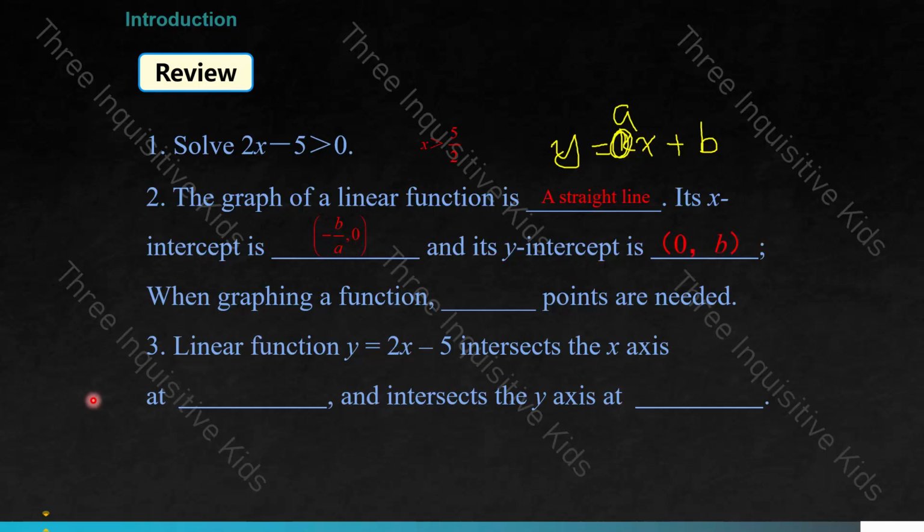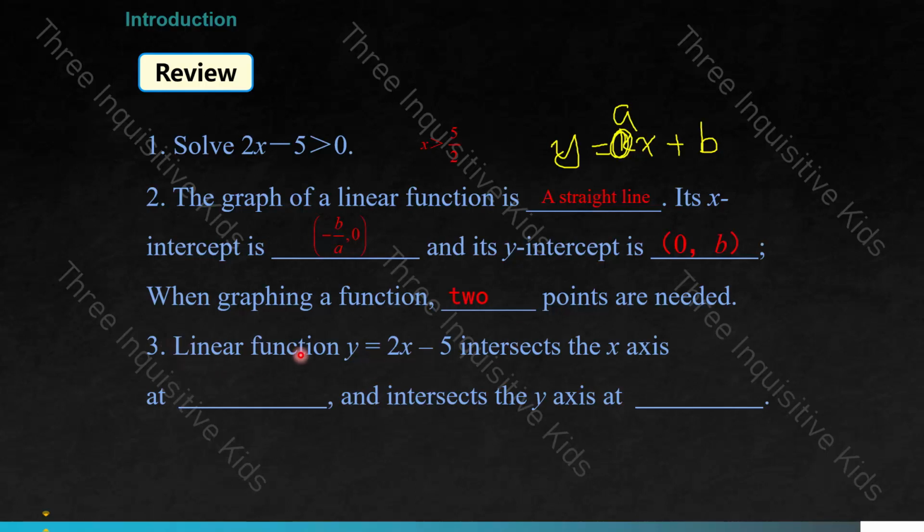When graphing a function, blank points are needed. So how many points do you need to know before graphing a function? And a hint is that you know already that the graph of a linear function is a straight line. Well, remember, 2 points determine a line. So our answer for this blank would be 2.